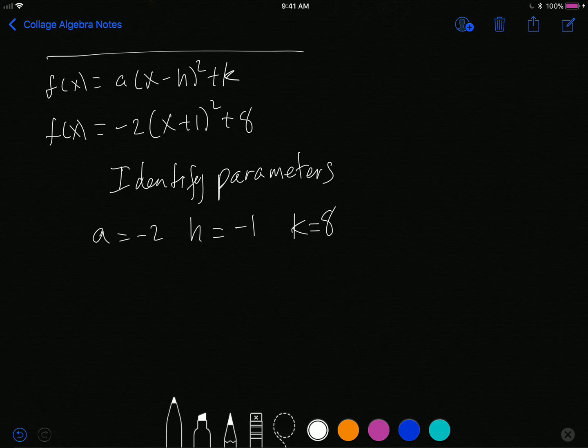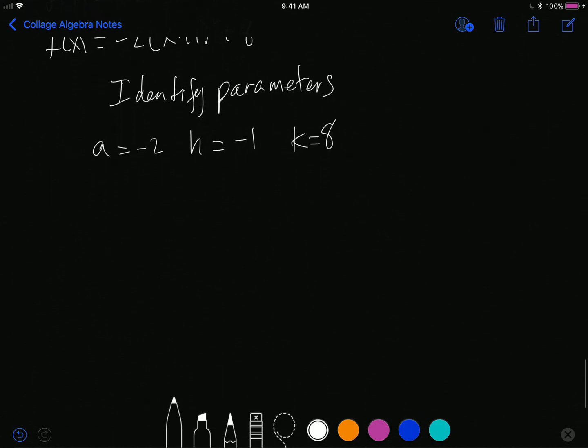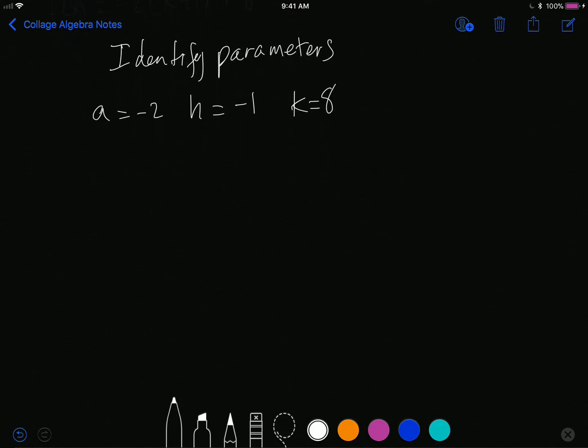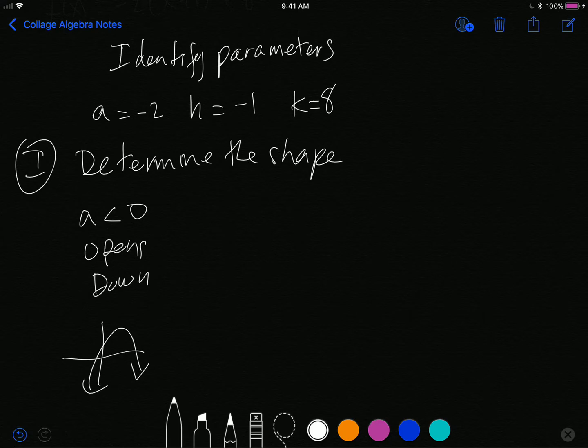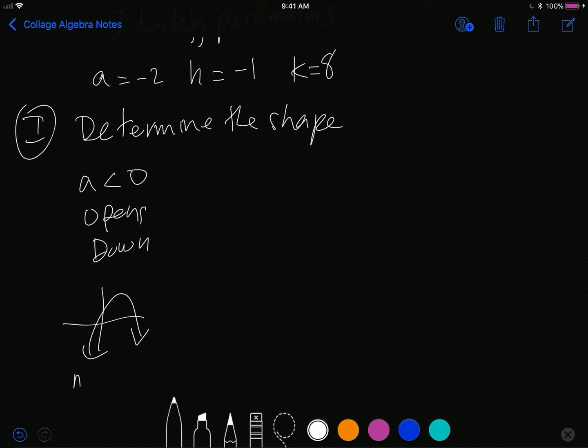Step number 1, like I said before, all the steps are the same, and so we go. Step number 1, determine the shape of the graph. Again, if a is less than 0, then it opens down. But one thing that I forgot to mention is that when the graph opens down, it will have a max value.